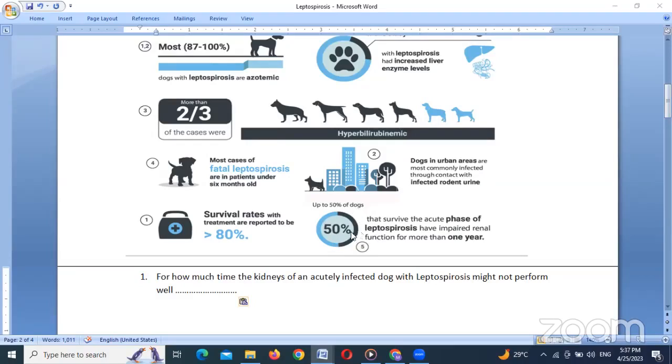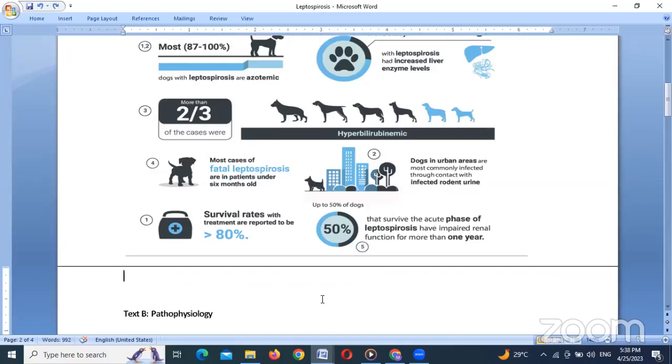Up to 50% of dogs that survive the acute phase of leptospirosis. So the complete sentence is like this: survival rate is 80%, and out of those who survive, up to 50% that survive the acute phase of leptospirosis have impaired renal function for more than 1 year. So you need to attempt the reading exam with open eyes and an open mind.